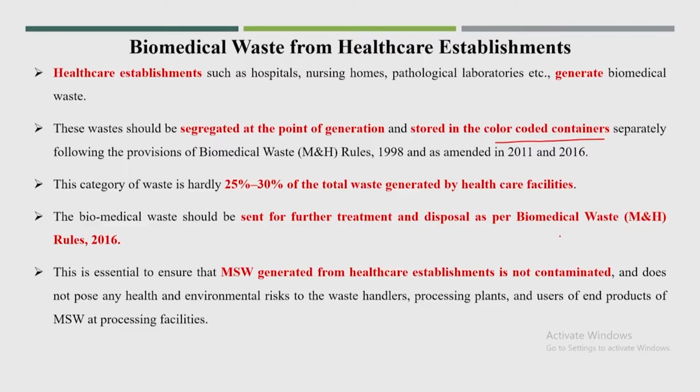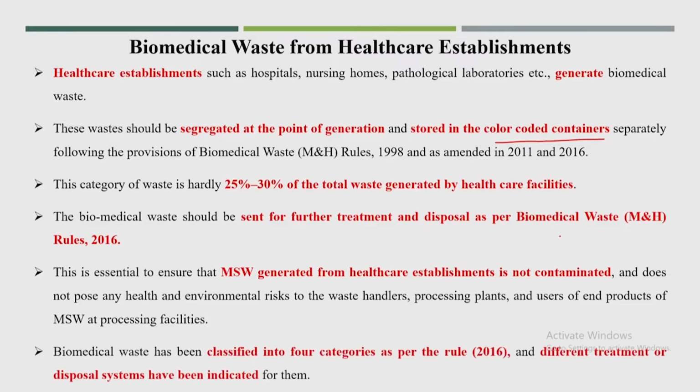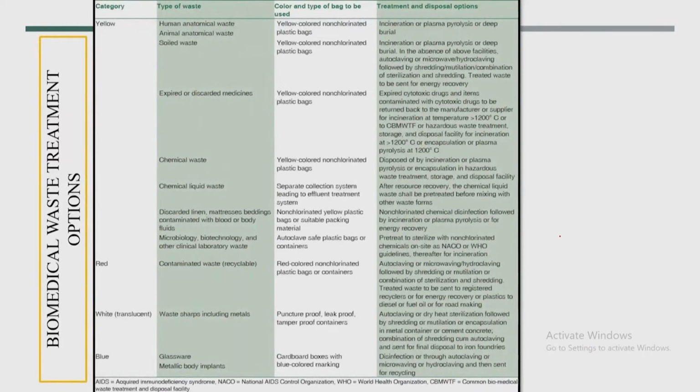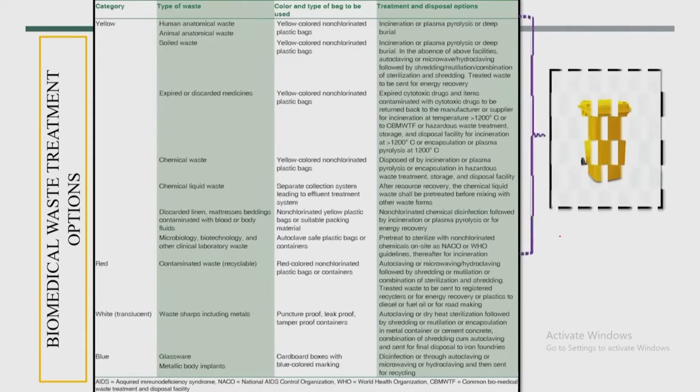So, this is essential to ensure the MSW generated from healthcare establishments is not contaminated and does not pose any health and environmental risks to the waste handlers, processing plants or users of end products of MSW at the processing facility. So, normally this biomedical waste is classified into 4 categories as per the 2016 rules. These are the 4 categories.